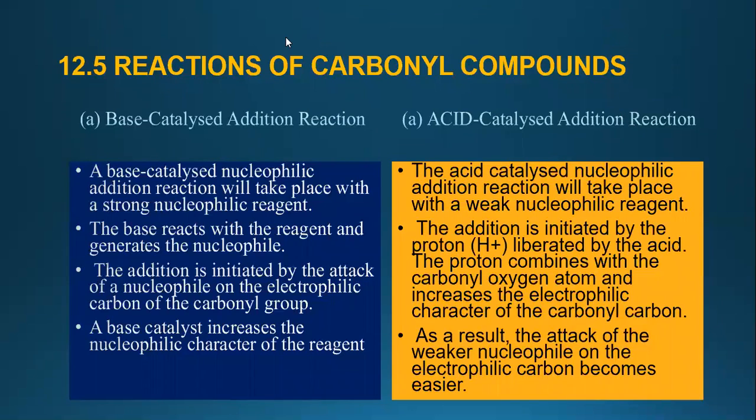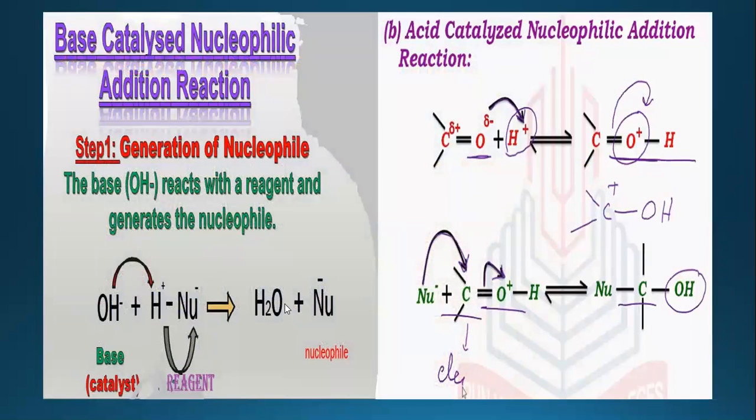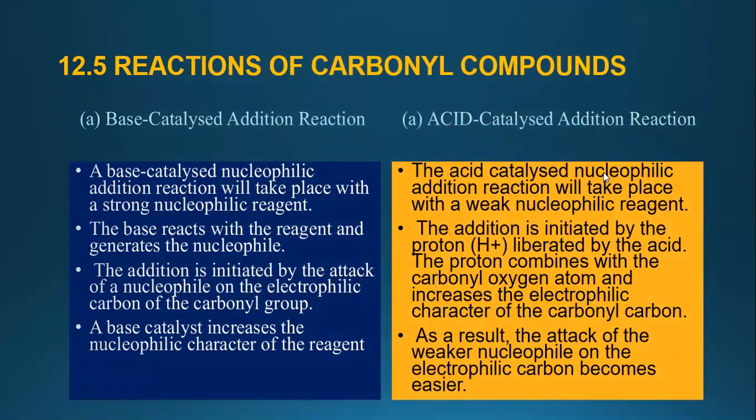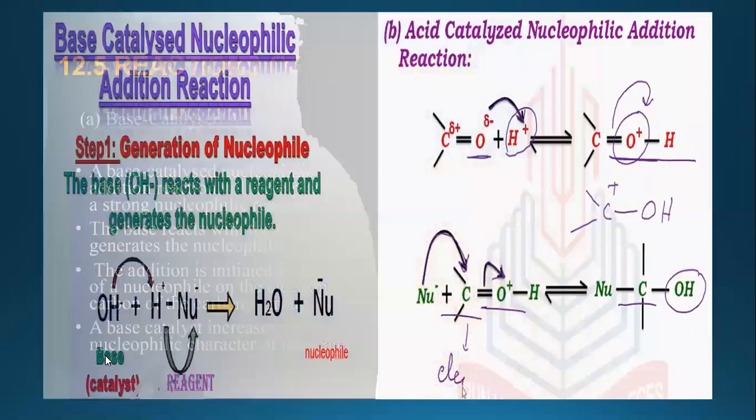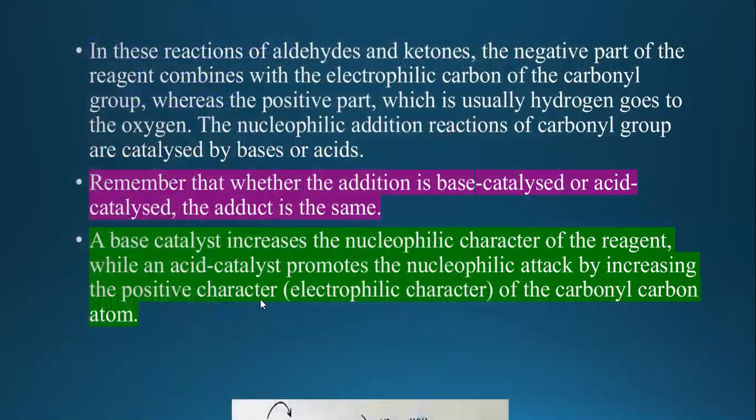Now we are going back to the slide. In case of a base catalyzed reaction, nucleophilic addition will take place with a strong nucleophilic reagent. You have seen that in this case the nucleophilic character of the nucleophile had increased, while in case of acid catalyzed nucleophilic addition reaction, the addition will take place with a weak nucleophilic reagent. The second one is that the base reacts with the reagent and generates the nucleophile. Like in this case, the base reacts with the reagent and will create a nucleophile.